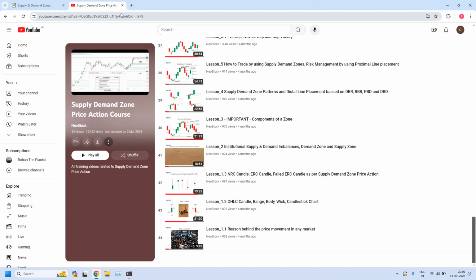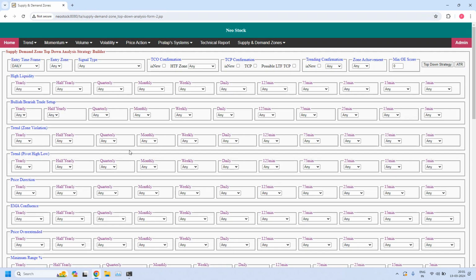Now let's get into bullish and bearish trade setup generation for monthly and weekly income trade with the help of NeoStock software supply demand zone top-down analysis strategy builder. First, we will generate bullish trade setup for monthly income trade. For bullish trade setup for monthly income trade, entry time frame is daily. That is our LTF time frame.